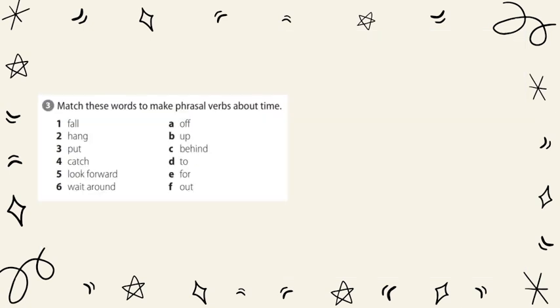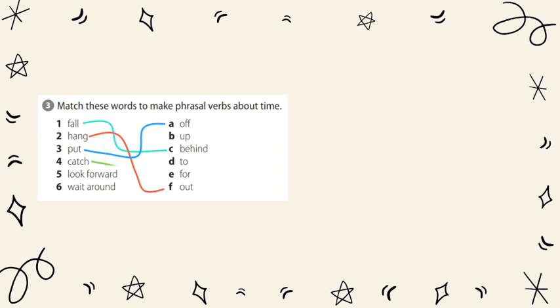Now, the third exercise says, match these words to make phrasal verbs about time. Okay, the first one goes with letter C, so it's fall behind. Number 2 goes with letter F, so it's hang out. Number 3 goes with letter A, put off.